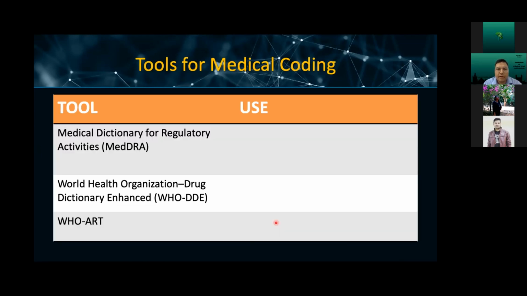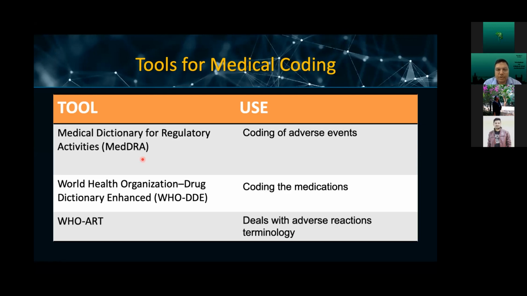And so what are the tools which are used in the medical coding? MedDRA is one of the tools which is used for coding of adverse events. It is the Medical Dictionary for Regulatory Activities, and it is used for coding of adverse events. Even in the pharmacovigilance program, we use this MedDRA for the adverse event coding. Second is the WHO Drug Dictionary Enhanced, which is used for coding of the medications. And WHO ART deals with the adverse reaction terminologies. So these are the online available tools for medical coding, which are often used during the clinical trials for coding different disease systems, medications, adverse events, etc.